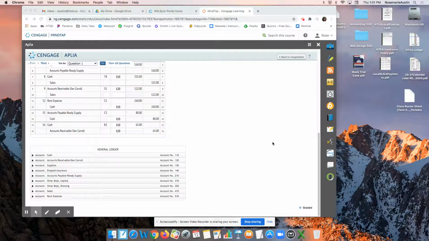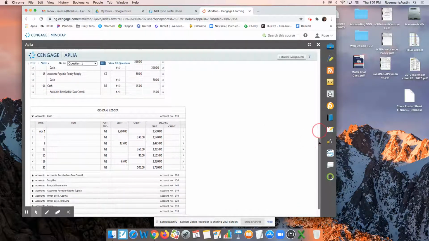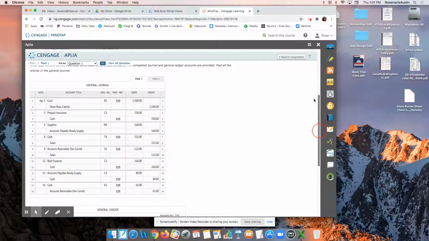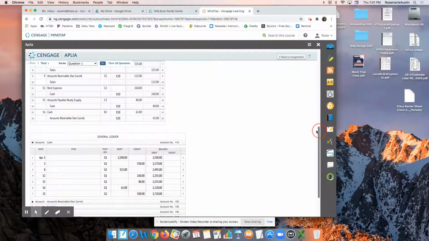Hey everybody, this is a continuation of 4-2 working papers that we started in class. So I just wanted you to finish this for homework. I just have where we left off. We were able to finish the cash account in class, so that was completed. We transferred all the transactions from the general journal to the ledger account, the cash account, so that all the ones from the general journal have been transferred down there.